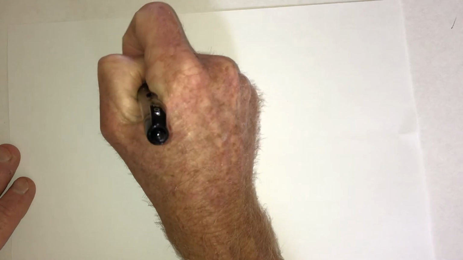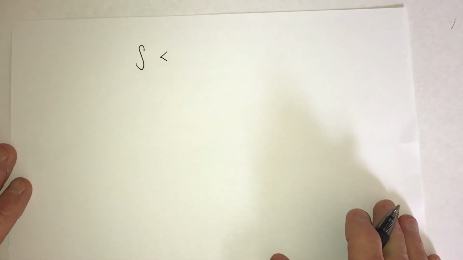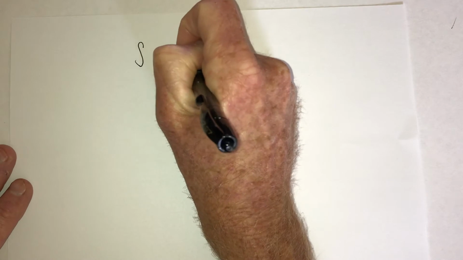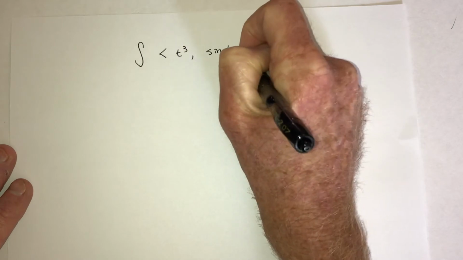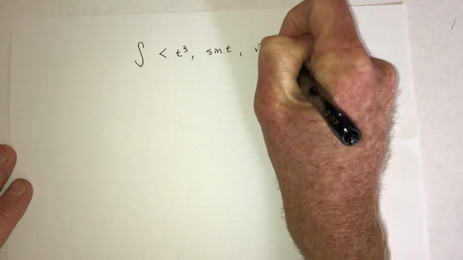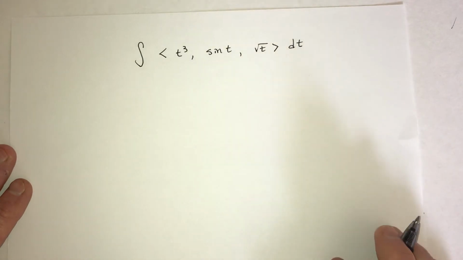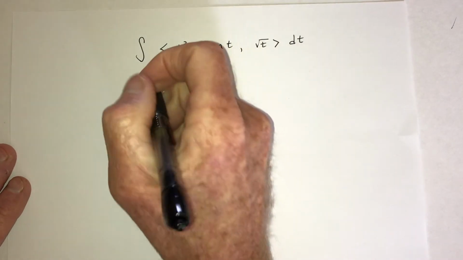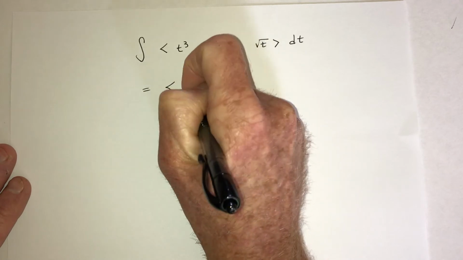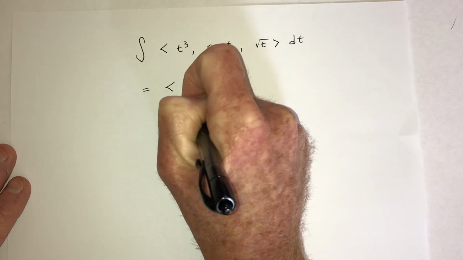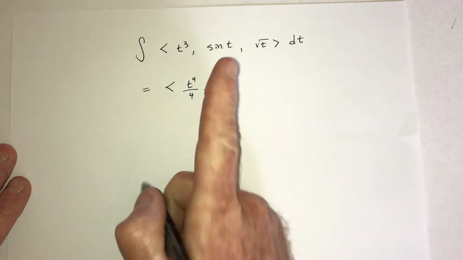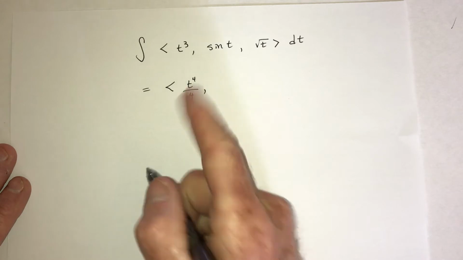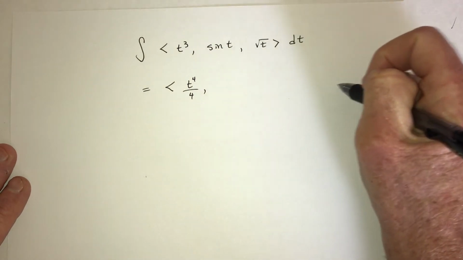So if you have the integral of a vector valued function, let's go with t cubed and sine of t and the square root of t. And we're integrating with respect to t. So this is going to be for the first component. Add 1 to the exponent and divide by that number, so it's t to the 4th over 4. What about the constant of integration, you're saying? That is a good question, but I'm just going to save that for the end.